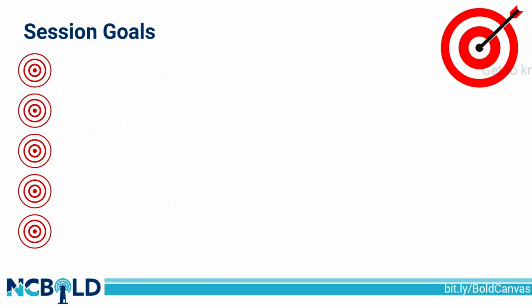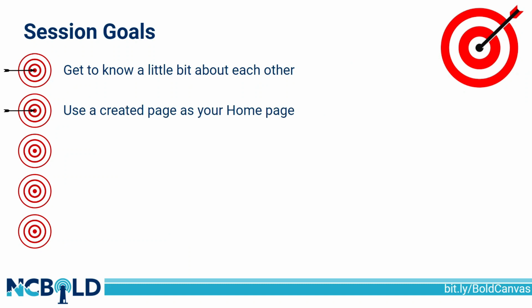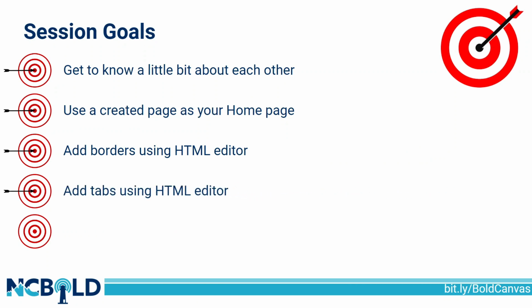So let's move on to session goals. Our goals for this session are to get to know a little bit about each other, so you learn a little bit about me. We're also going to look at how you can use a created page as your home page. Within that home page, we're going to look at how you can add borders around text using the HTML editor. We're also going to look at how you can add tabs using the HTML editor within that page. And then finally, we're going to look at a tool called the redirect tool, how you can add that and how that might be used. So let's go ahead and jump right in.